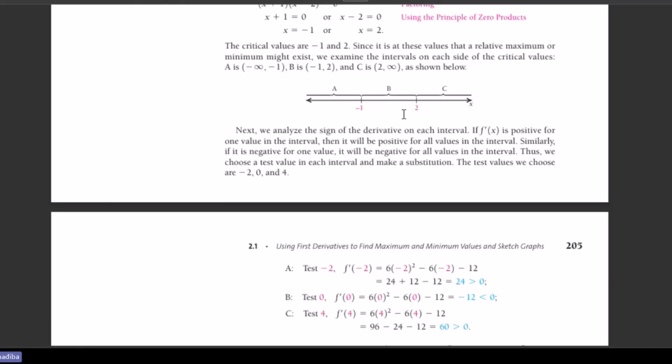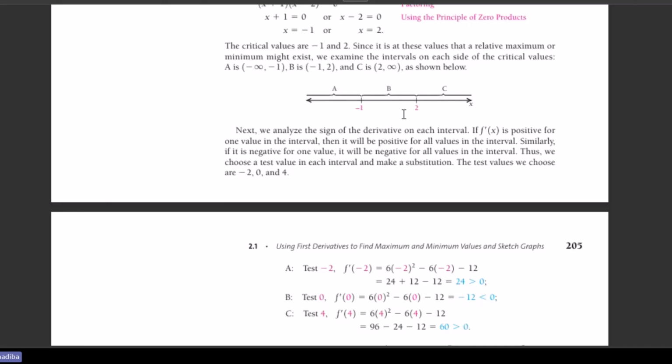In this case, we'll stick to these numbers so that you can follow this example. But what I'm saying is, you choose one number that lies in this interval. Whether you choose -4, -3, or -5, that number is to the left of -1 and between negative infinity. Any number that you choose, you stick with it. But in this case, they chose -2.